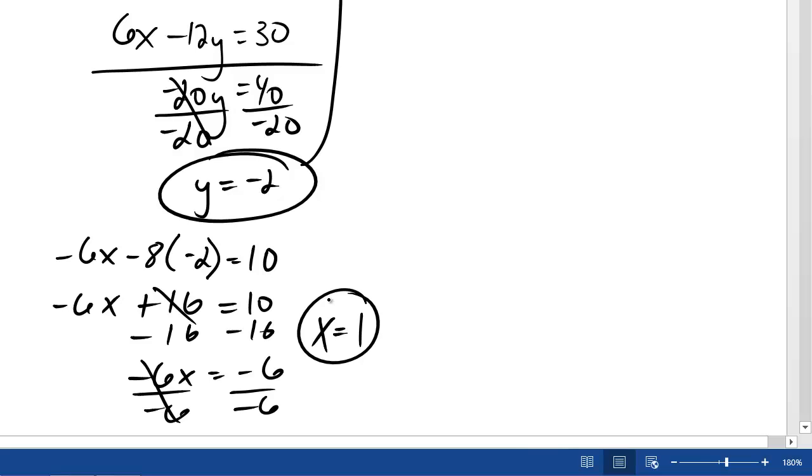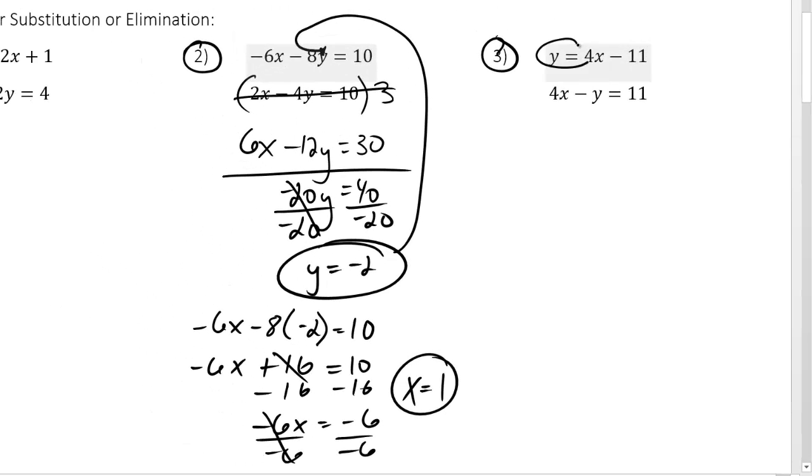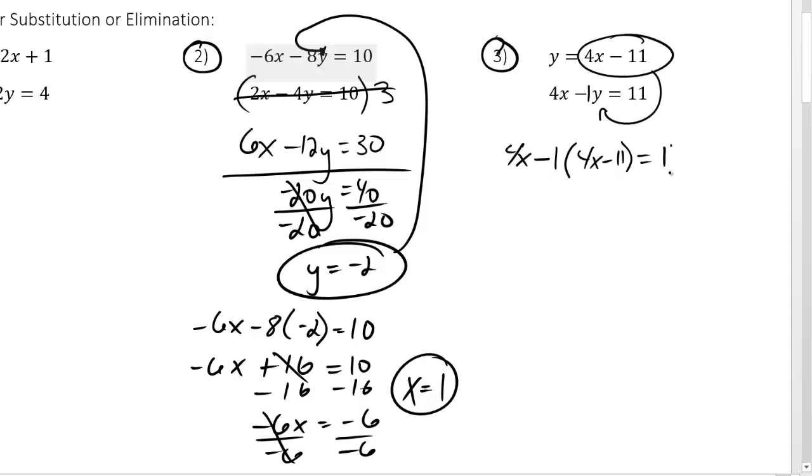Okay, number 3. We have y equals 4x minus 11 and 4x minus y equals 11. So since we have y equals, we need to use substitution. So since y equals 4x minus 11, replace the y in the second equation with 4x minus 11. So doing that, we'll have 4x minus, there's a 1 in front of that y, so minus 1. Then instead of y, put parentheses, 4x minus 11, close parentheses, equals 11.